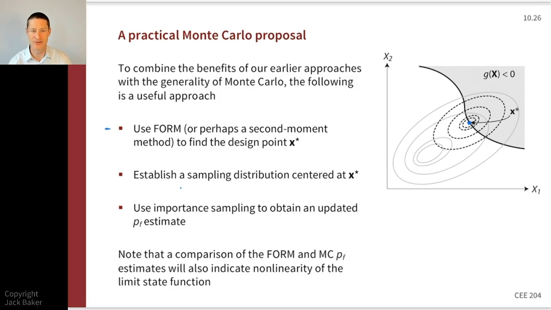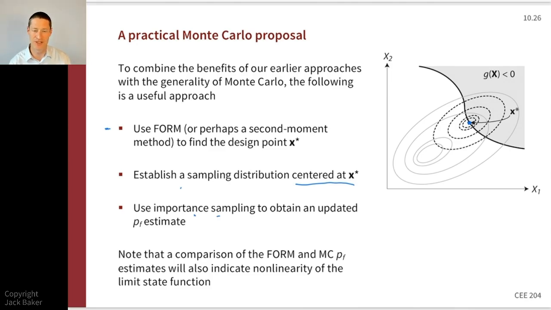And so if a second moment method gets me close to the FORM design point, probably comparably good, and second moment calculations may be easier than doing FORM. I might not have to worry about my transformations as carefully. But one way or the other, with one of the techniques we've developed, let's find a design point. And then let's get a sampling distribution that's centered on that design point. So that'll put my samples in the interesting part of the problem. And then importance sampling will give us an updated PF estimate.